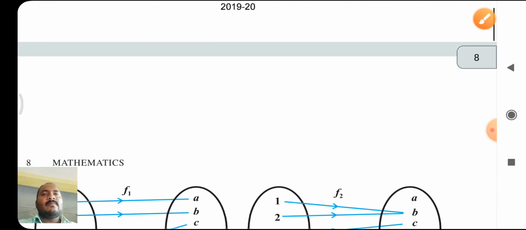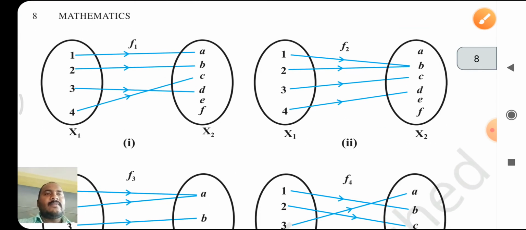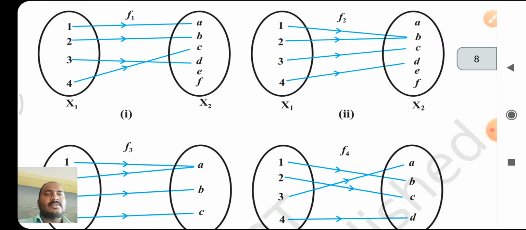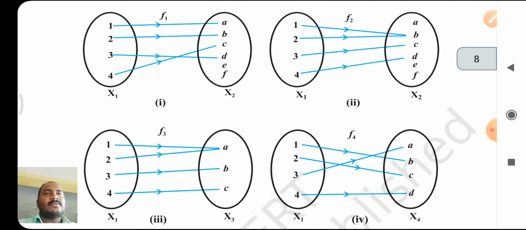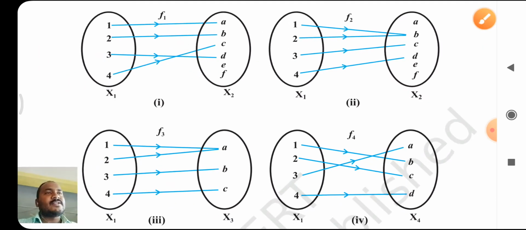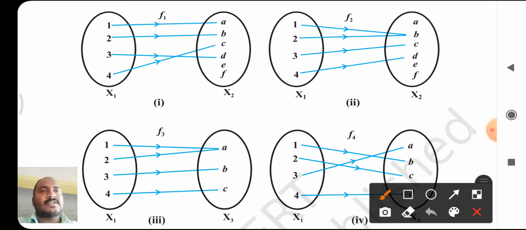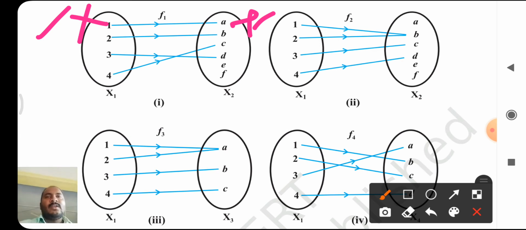Here again we observe the f1, f2 and f4 functions. The definition says that every element of Y is the image of some element of X. Here we consider this is X and this is Y. Every element of Y is the image of some element or all the elements of X. This is the definition for an onto function.